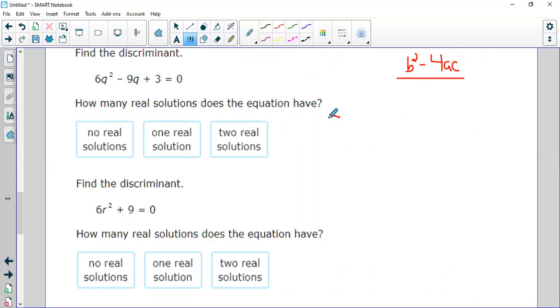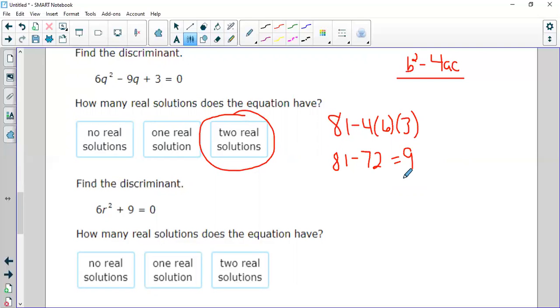b squared will give me 81 minus, I'm going to do a little bit of math in my head. Now I'll do it out here. 4 times a, which is 6, times c, which is 3. So 81 minus 4 times 6 is 24. 24 times 3 is 72. The discriminant is equal to 9. What kind of number is that? It's positive. And if my discriminant is positive, I'm going to get 2 real solutions.